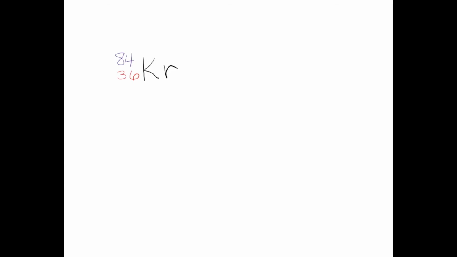Let's analyze the information we're given in the symbol to determine which parts make it into the name. The top number, 84, is the mass, A, and is the number that is used in the name. The bottom number, 36, is the atomic number Z, and is not used in the name. The symbol, Kr, is for the element krypton. When we write the name, it takes the format element name hyphen mass. So the name of this isotope is krypton 84.